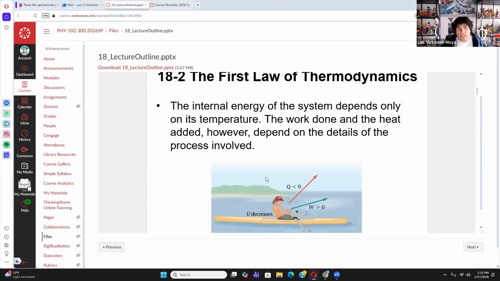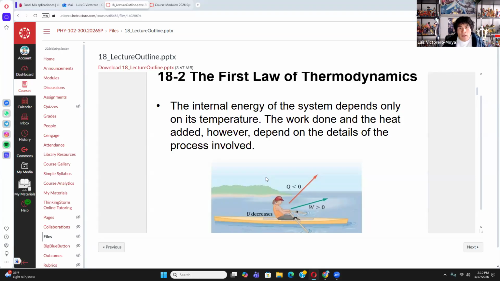The internal energy depends on the temperature. So in an isothermal process where there is no change in temperature, the change of internal energy will be zero. The work done and the heat added, however, depend on the process. Isobaric, isochoric, isothermal, or adiabatic, you have different values for heat and work.